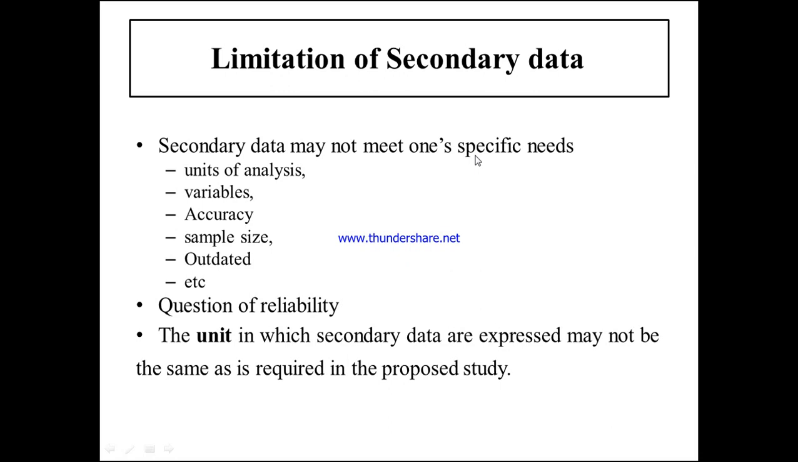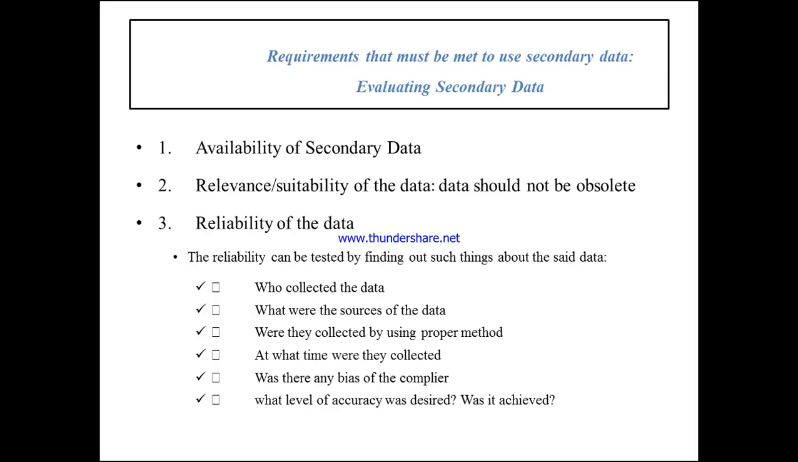The secondary data may not meet our need. In terms of what? In terms of unit of analysis, in terms of the variables, in terms of accuracy, in terms of the sample size, as well as the secondary data can also be outdated. So we need to be careful in using secondary data. Question of reliability is also one of the limitations of secondary data.